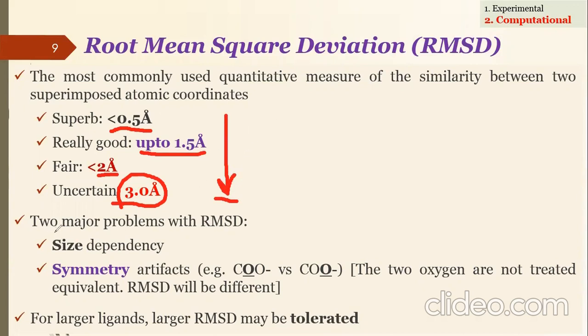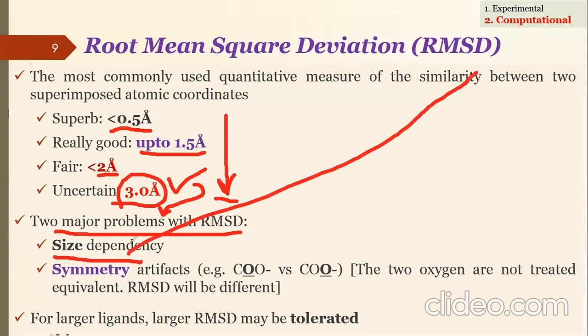So two major problems are with RMSD. We should also consider this. If we get 3 RMSD, we cannot say that this is not okay, because we have to consider two things before deciding upon the RMSD. The one thing is size dependency. RMSD is dependent on the size. When the size is more, the RMSD value can be more.